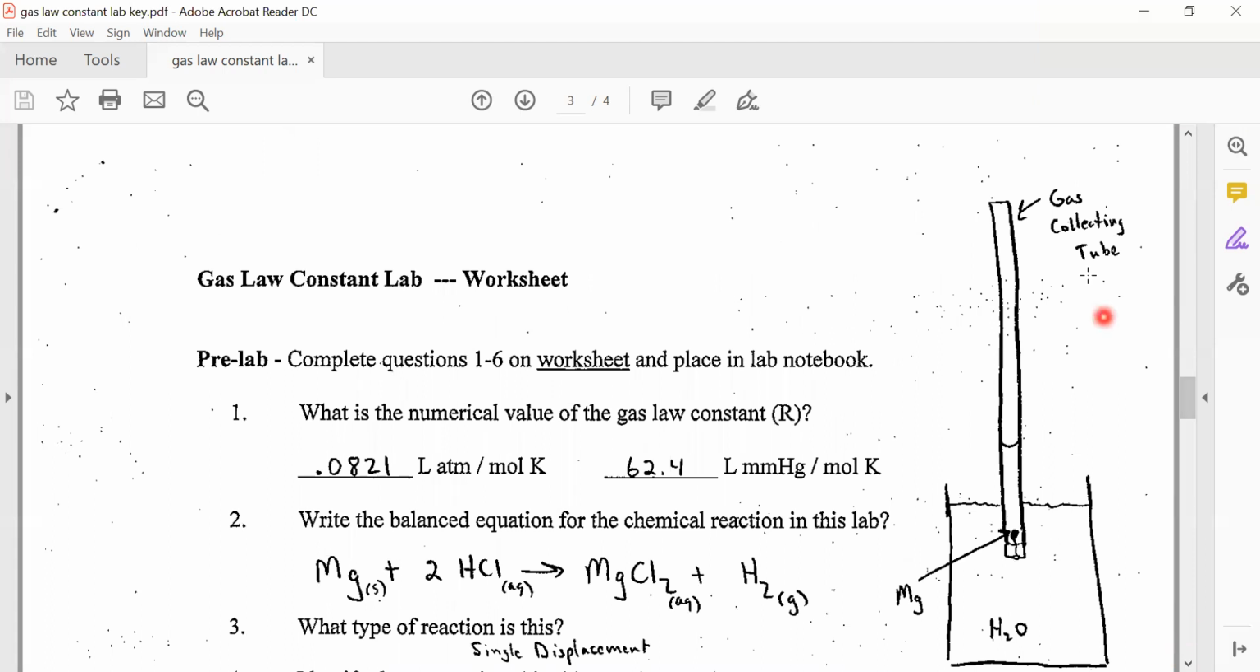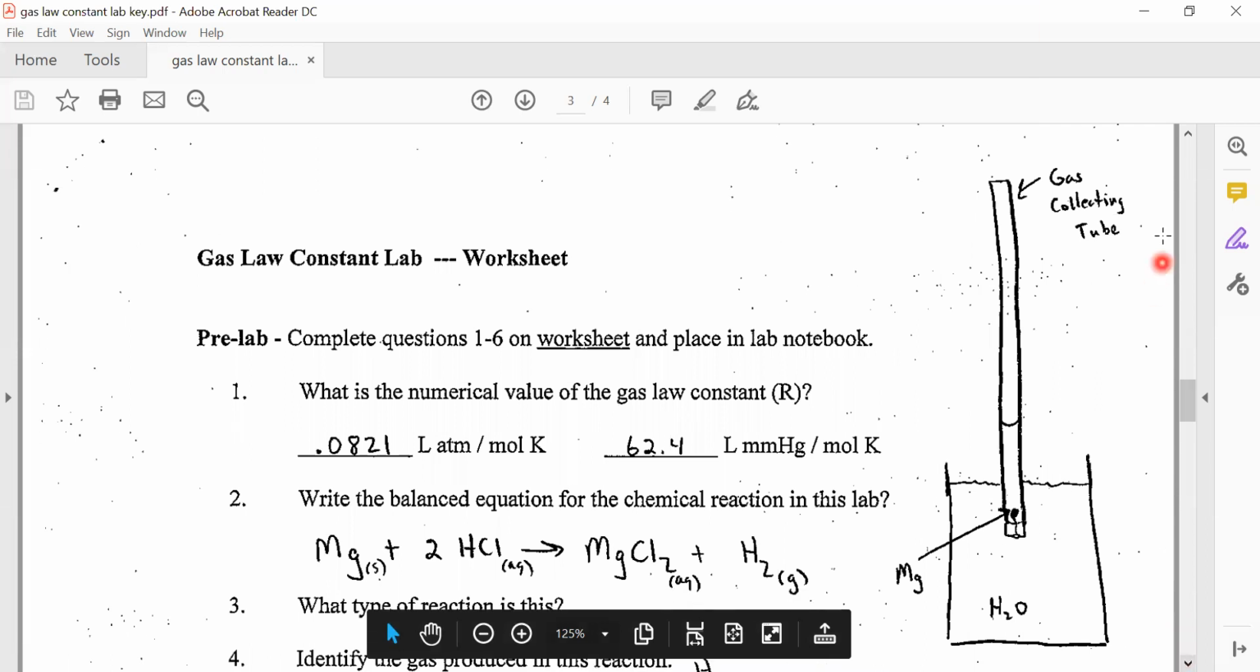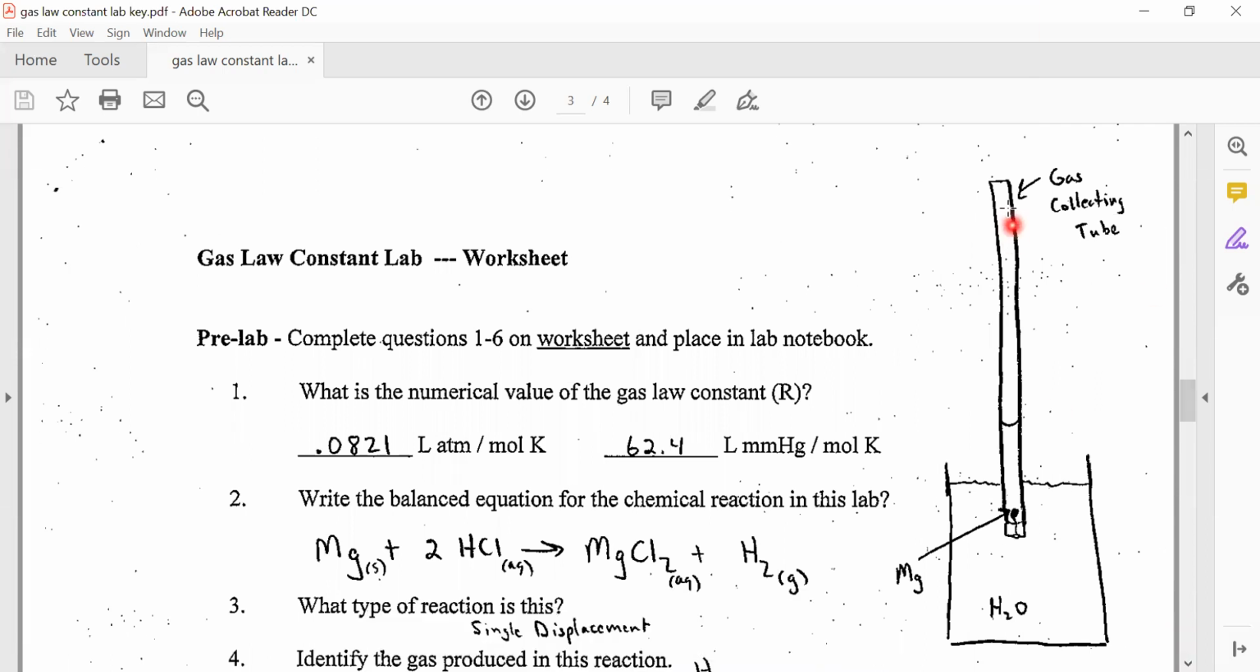So looking at this, I have a gas collecting tube right here, and this gas collecting tube looks like a big burette, but it actually has a rounded edge, and it has etches. I think this is actually a 100 milliliter gas collecting tube that we used.